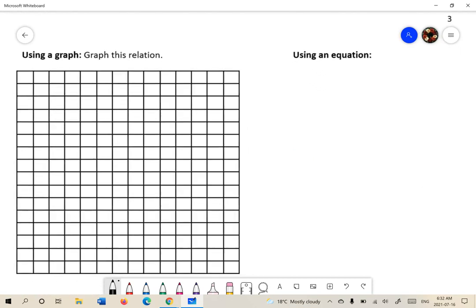The next page is asking us to graph this and to create an equation. I can create an equation first. We know that our slope is 9 over 100 and that our B is $25.